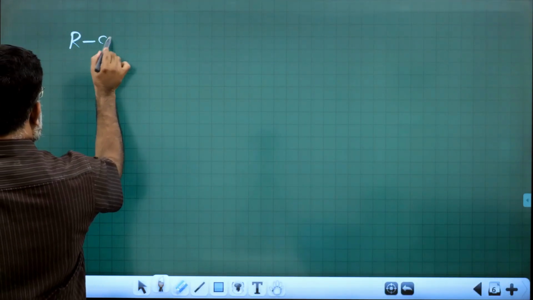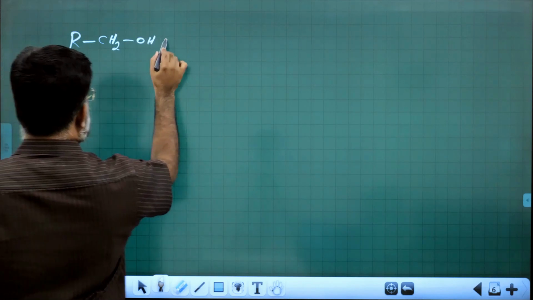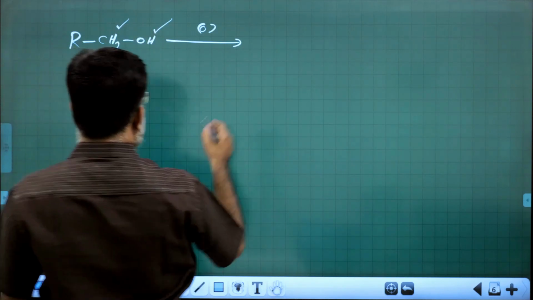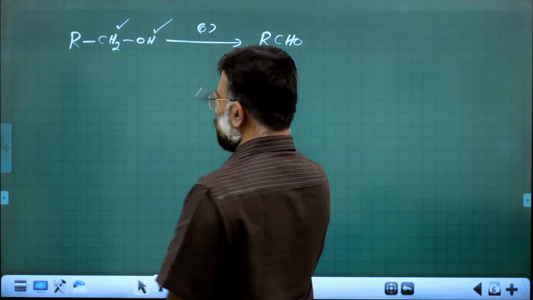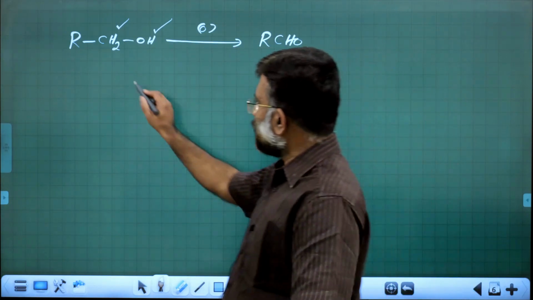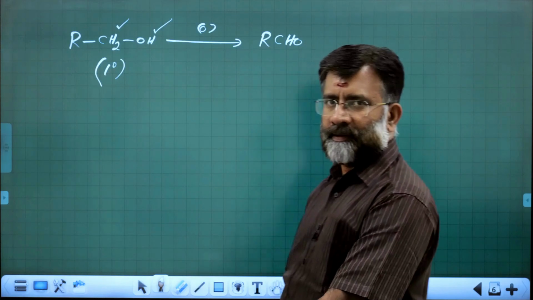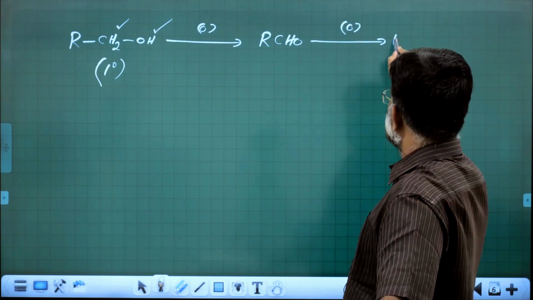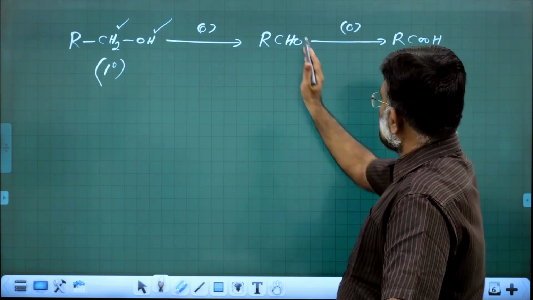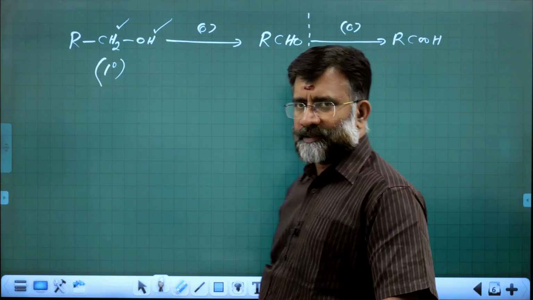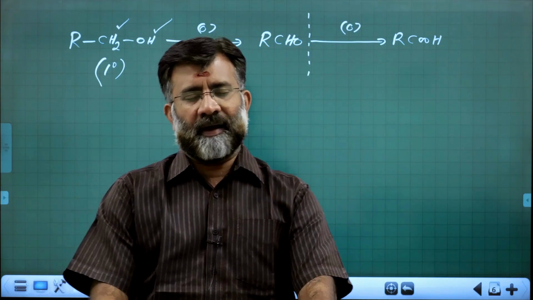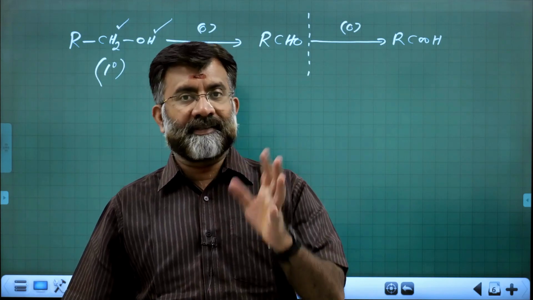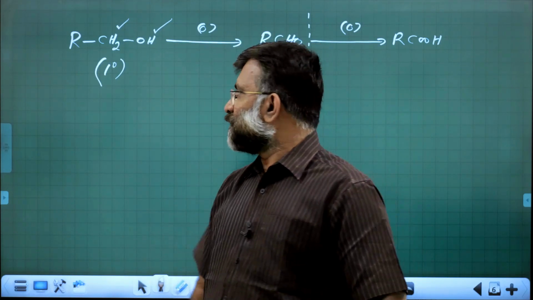Primary alcohols are RCH2OH. Upon oxidation, one hydrogen and one of these hydrogens come out, and you get RCHO, aldehydes. The reaction is easy and comfortable, and further it may be oxidized to carboxylic acid. If you want to stop here, you have to make a controlled reaction. Already we have learnt in the previous chapter, either by using PCC, pyridinium chlorochromate, or anhydrous CrO3. We can do that, right? So that is the point.